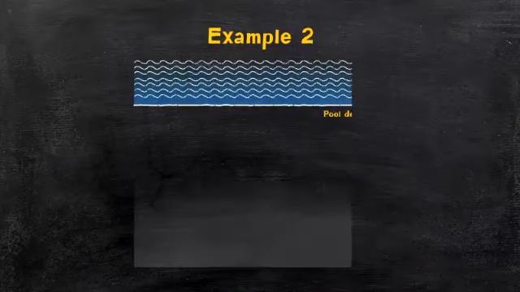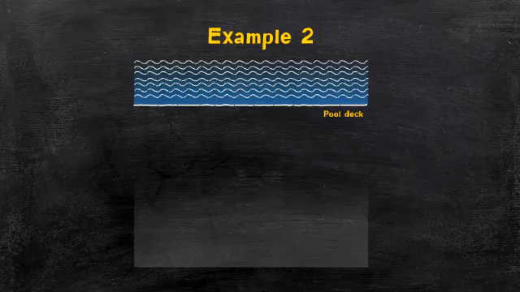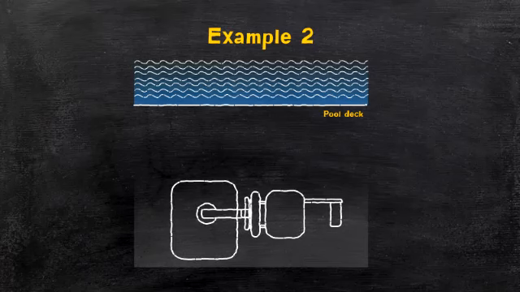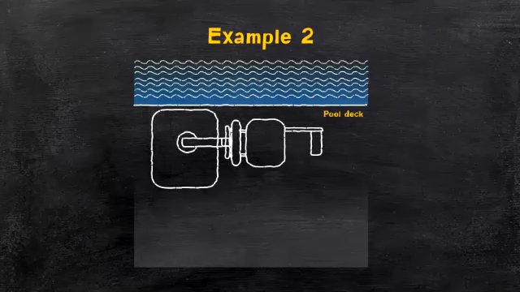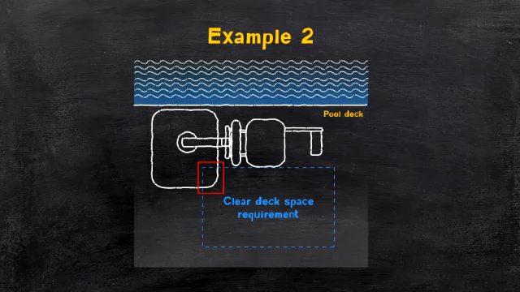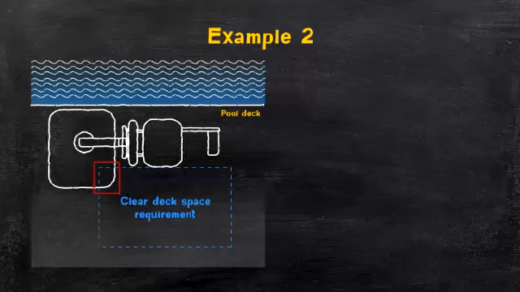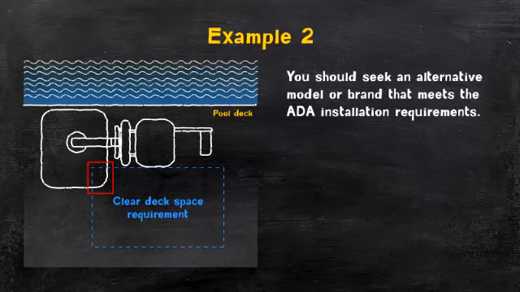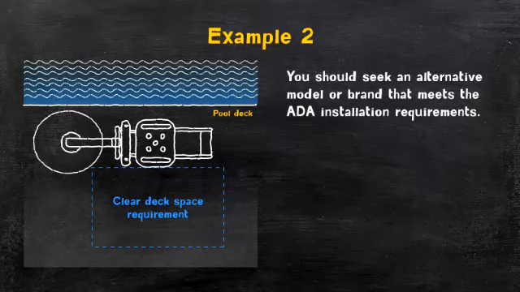Here's another. Your customer has a pool with less than 300 linear feet of pool wall and requires one means of access. So you choose your favorite brand of lift, identify an area of the pool where the water depth does not exceed 48 inches, and carefully place your lift 16 inches back from the pool's edge to meet the seat centerline requirement. At this point, everything looks good. Next, you check the clear deck space area and discover that a portion of the lift encroaches into this space. What's your next step? If you chose to stop, you're correct. In this particular instance, you should seek an alternative model or brand that meets the ADA installation requirements.